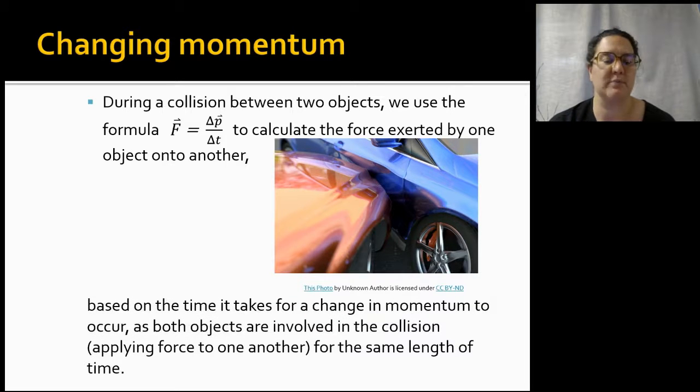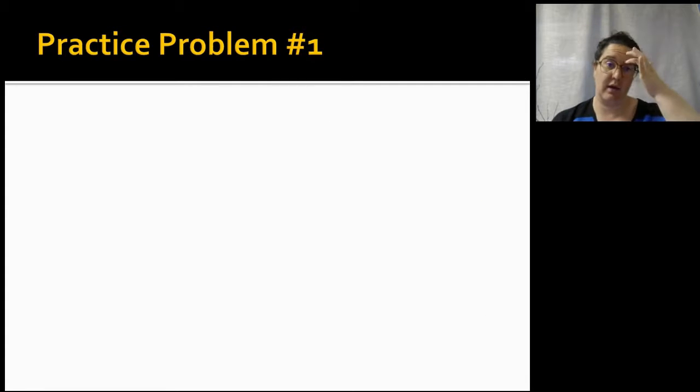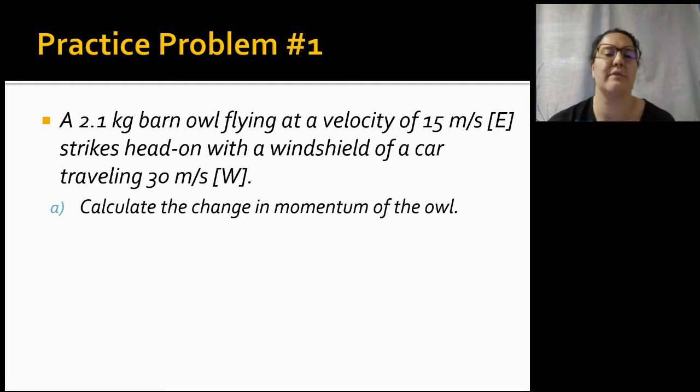So our first practice problem, we're going to look at a 2.1 kilogram barn owl flying at a velocity of 15 meters per second east, which strikes head-on with the windshield of a car traveling 30 meters per second west. We're going to calculate the change in the momentum of the owl.